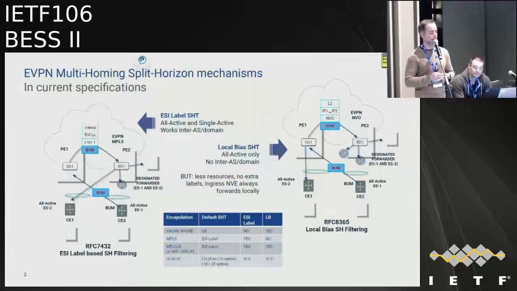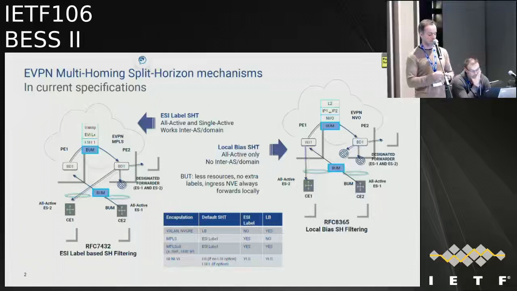Now, in the draft, we have a table with all the different encapsulations supported by EVPN, the default split horizon type, and whether they support either type. And in some cases, there is no choice. There is only one way of doing it. But in some encapsulations, you actually have the choice because you can support both types.